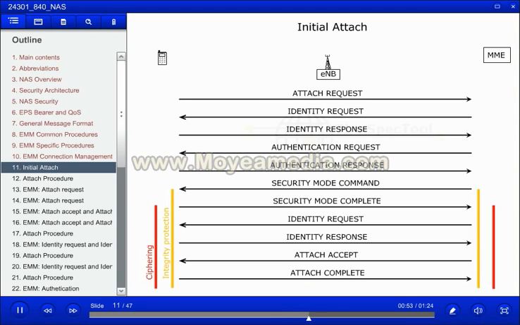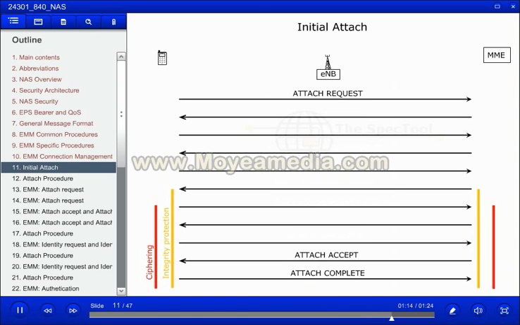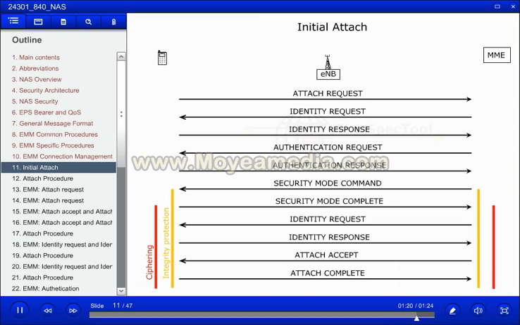When a UE attaches to the network, all the procedures shown here might be present if it is an initial attach. One or more procedures may not be present depending on the operator implementation. The attach procedure is an EMM-specific procedure, while the others are EMM common procedures.